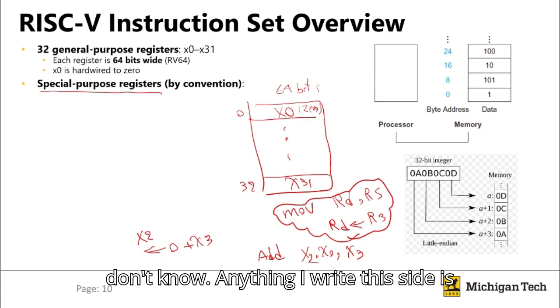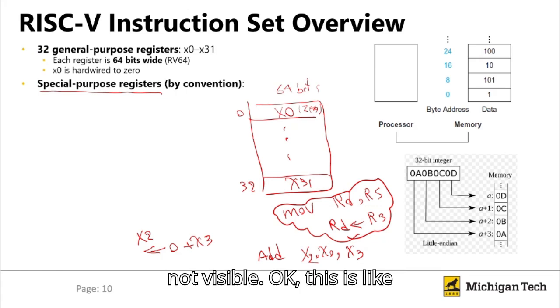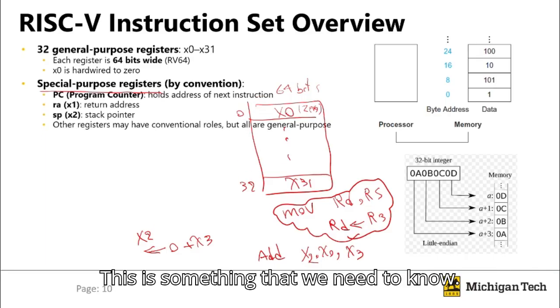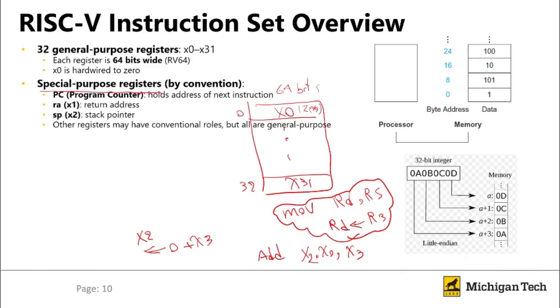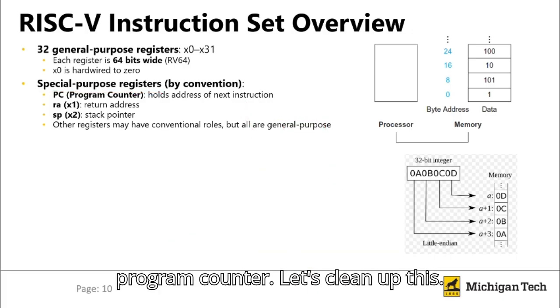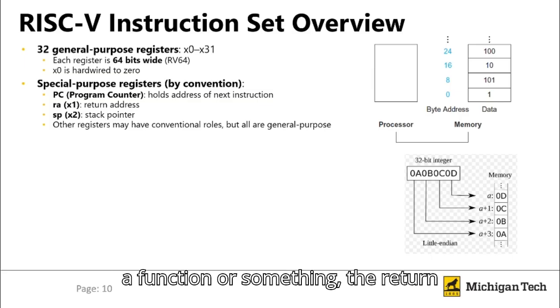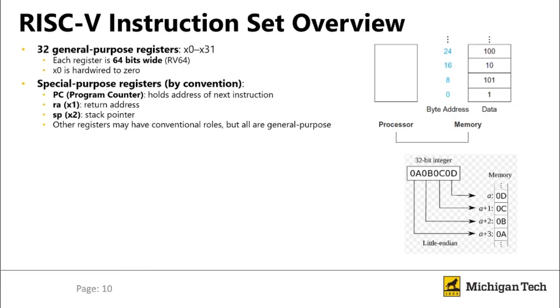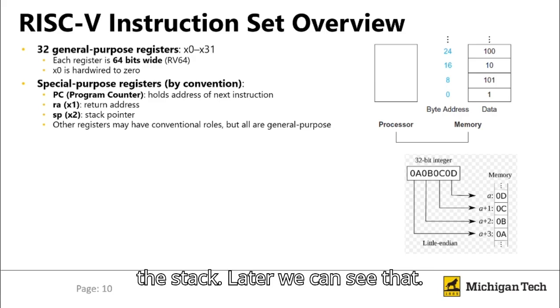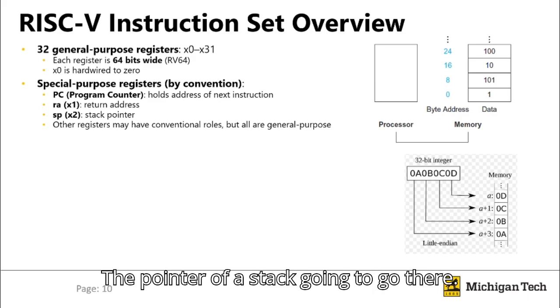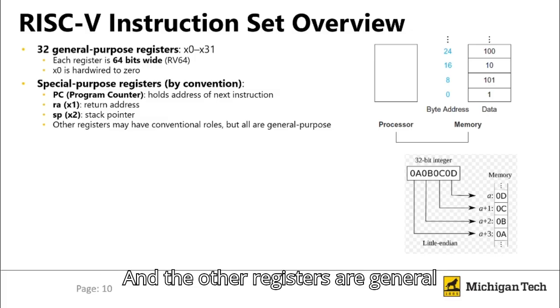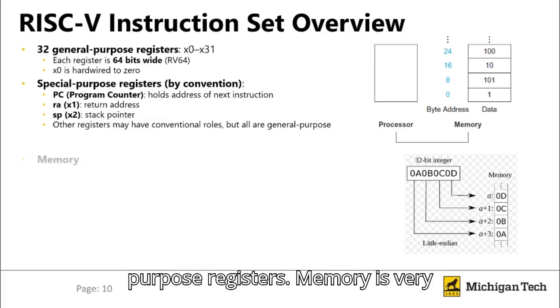Anything I write on this side is not visible. Okay, this is like moving, using just that X0. So X0 is always 0. This is something that we need to know. X1 is the return address. We also have the program counter. When you call a function, the return address goes there. We have the stack pointer when we are working with the stack. Later we can see that. The pointer of the stack is going to go there. And the other registers are general purpose registers.